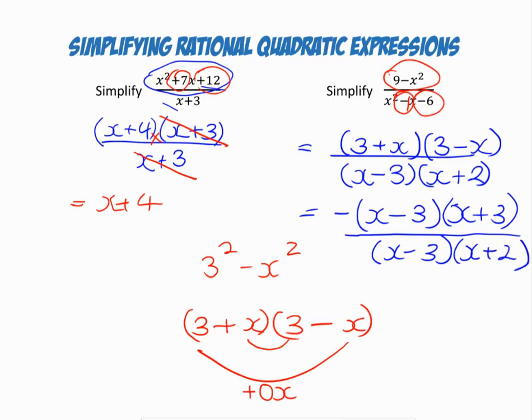Okay, so what can we cancel out? We can cancel out that one and that one. So we're left with negative x plus 3 on the top line, and we're left with x plus 2 on the bottom line. You don't need the brackets, of course, so we can just get rid of those brackets. Okay, and that's how you simplify rational expressions.